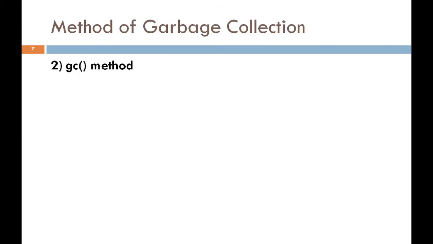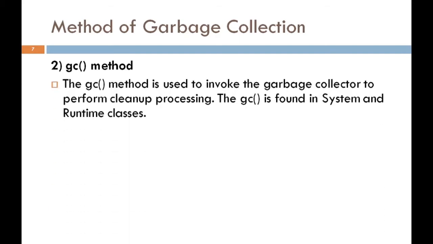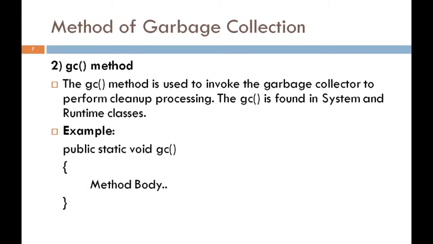Now, the second method is the GC method, which is also known as the garbage collector method. The GC method is used to invoke the garbage collector to perform the cleanup processing. The GC is found in the System class under runtime classes. The syntax of the GC method is public static void gc and the method body. The GC method calls the finalize method, and the finalize method is called before the object is garbage collected. So these are the two methods which are used for performing garbage collection in Java.